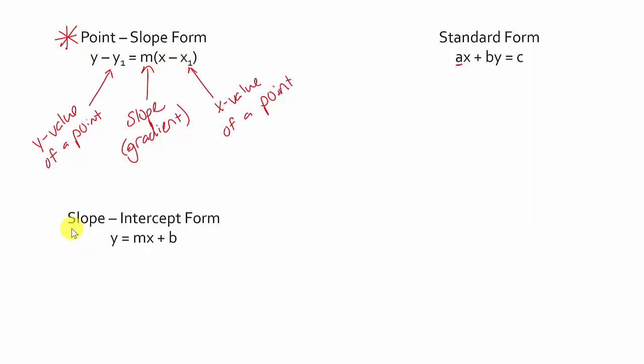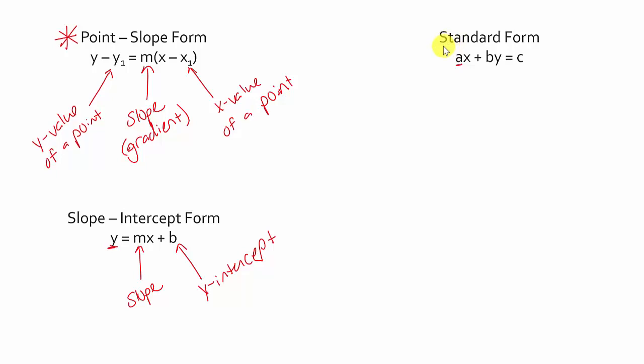But sometimes we're asked to write things in slope-intercept form. And for slope-intercept form, basically you just need to solve the equation for y. So once you have this, we can go to this form by getting y by itself. And in this form, m is the slope or the gradient, and b is the y-intercept. So that's going to be where the line crosses the y-axis, the y-intercept.